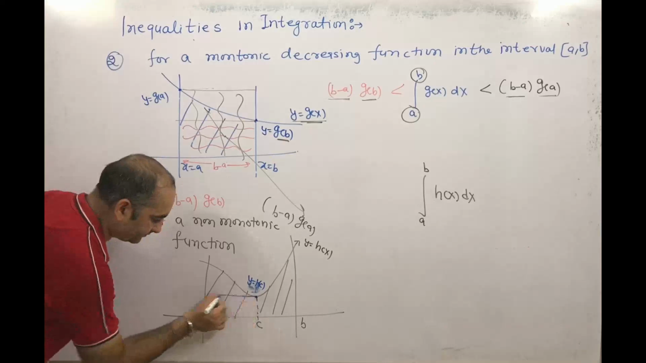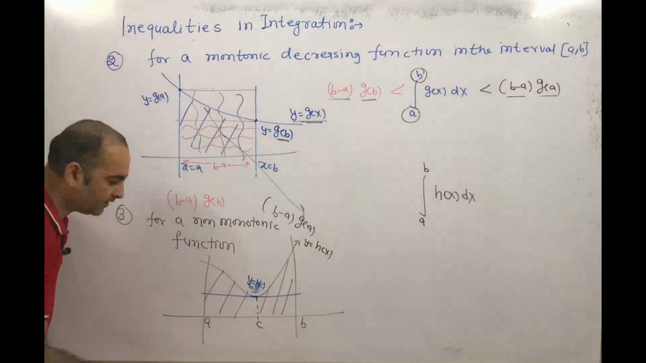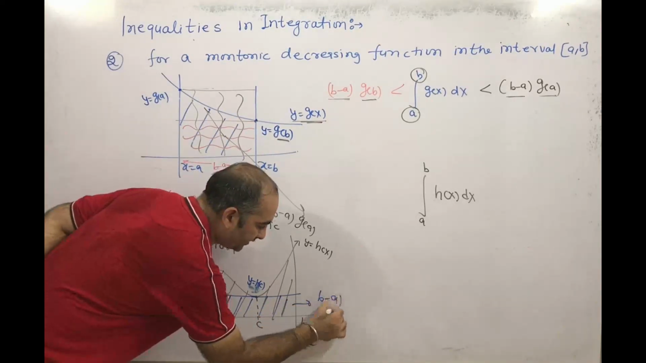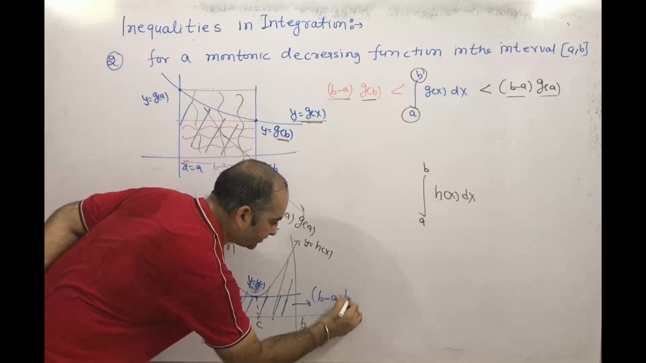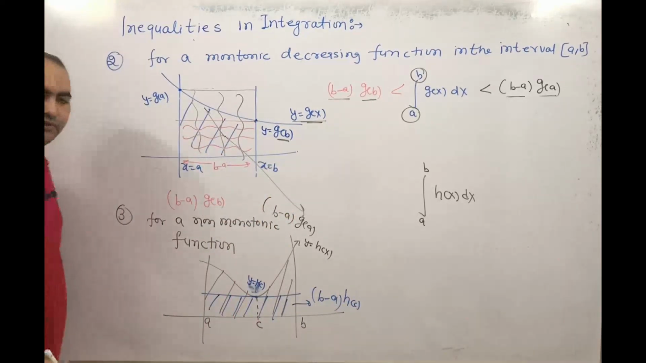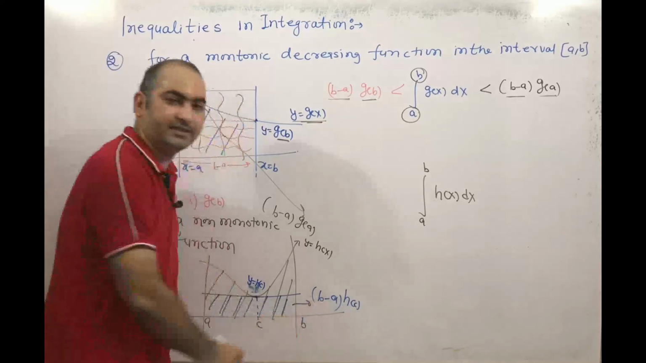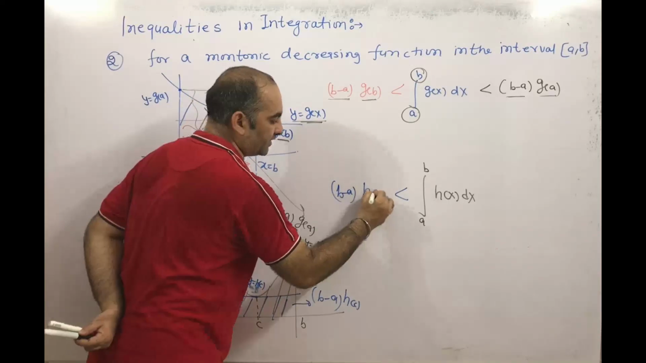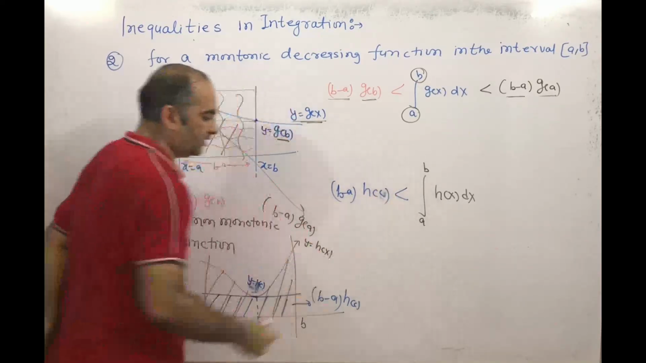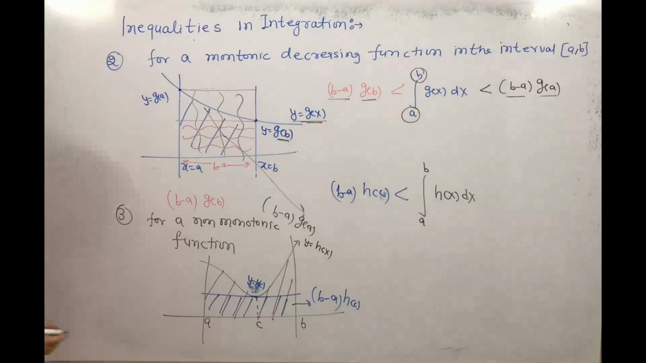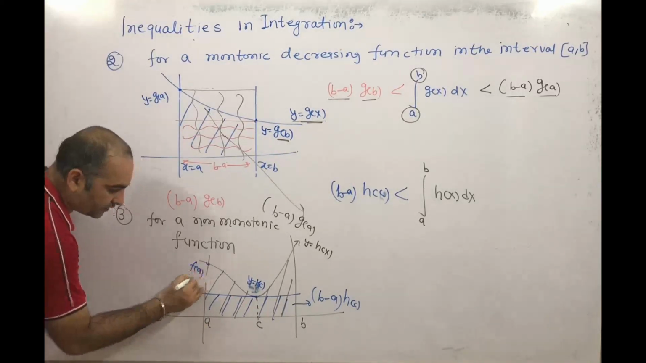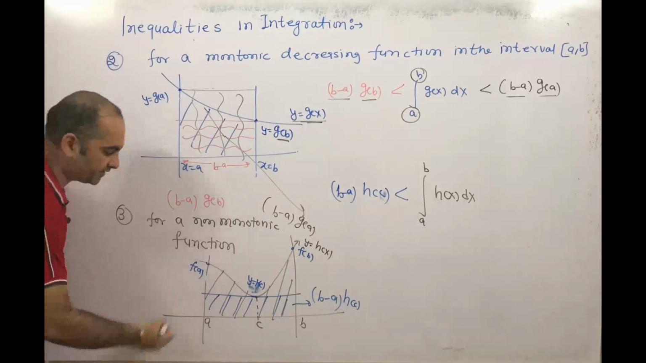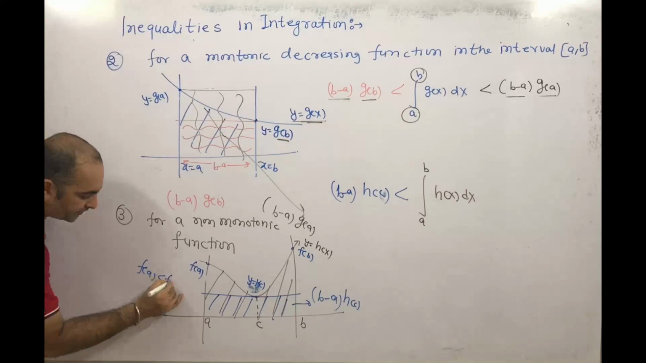Now if I take this rectangle, the one below, what will the area of this rectangle be? (b minus a) into h of c. So you can see from the diagram, this value is less than this one. So this will be less than (b minus a) into h of c. Now see here, this value is f of a, and this one value is f of b. So from the diagram we can see that f of a is less than f of b.